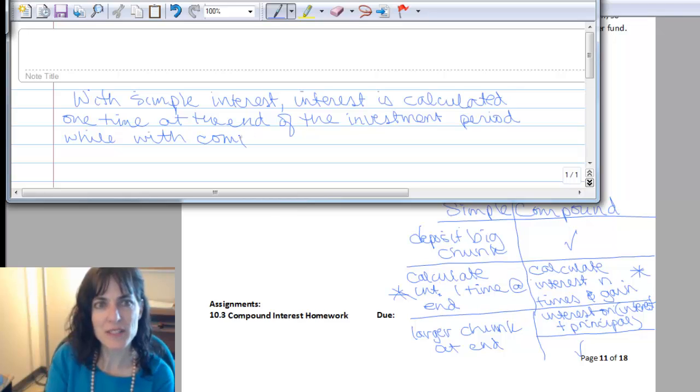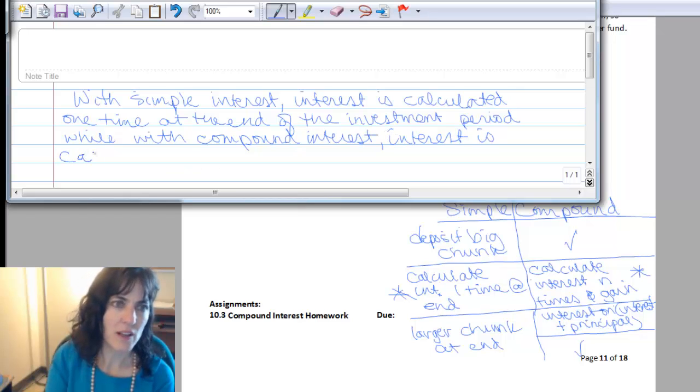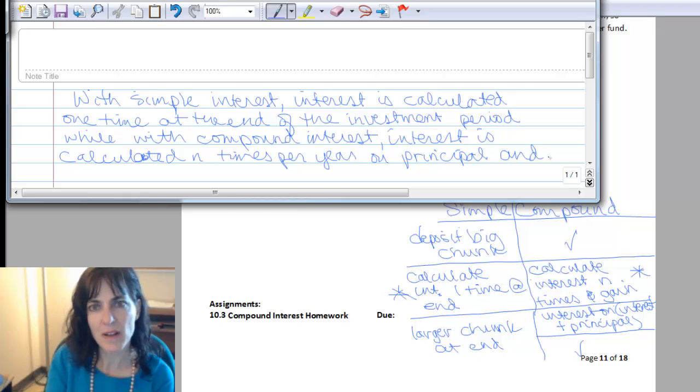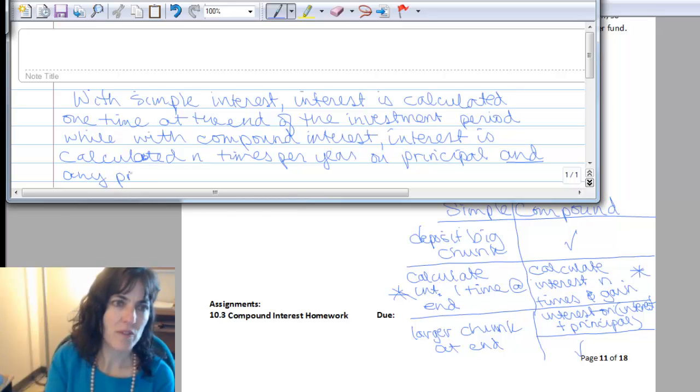With compound interest, interest is calculated n times per year on the principal and any previous interest earned.